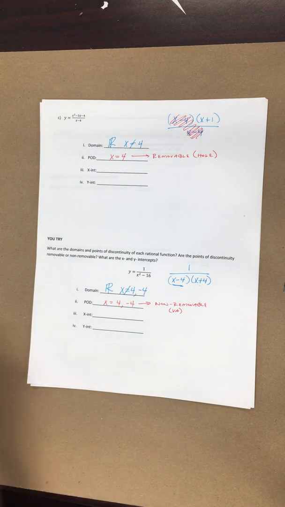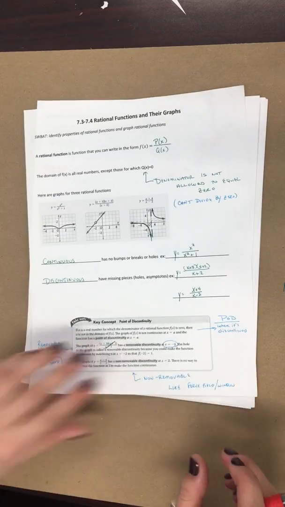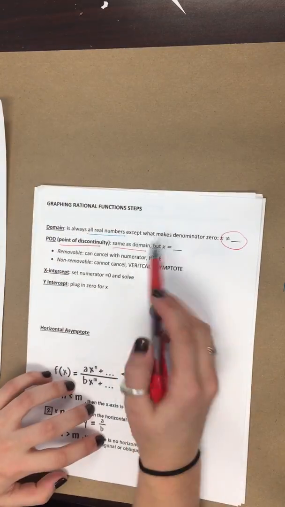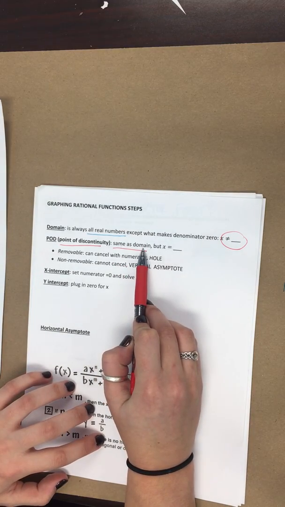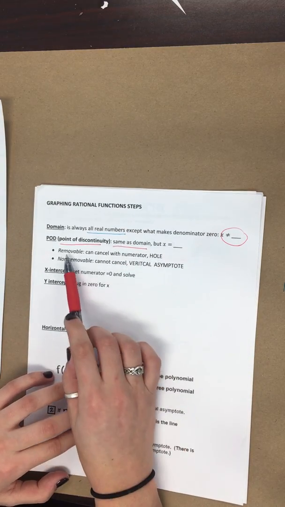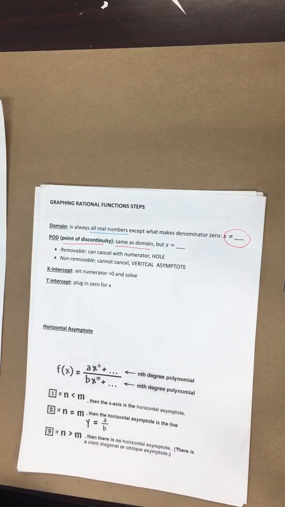So that's POD, points of discontinuity. It's the same exact thing as the domain, same as the domain. Okay, you just copy the numbers down, and then you need to determine, can you cancel it or can you not cancel it? Removable or non-removable?